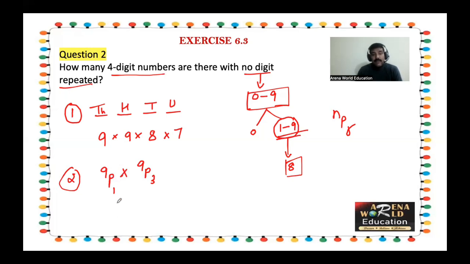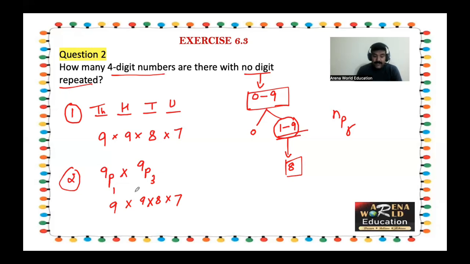So 9P1 will be what? 9 factorial divided by (9 minus 1) factorial, which is 8 factorial. So directly I'm writing this one, 9. And 9P3 will be what? 9 into 8 into 7. So look at this one, 9 into 9 into 8 into 7, and you get the same here, right?